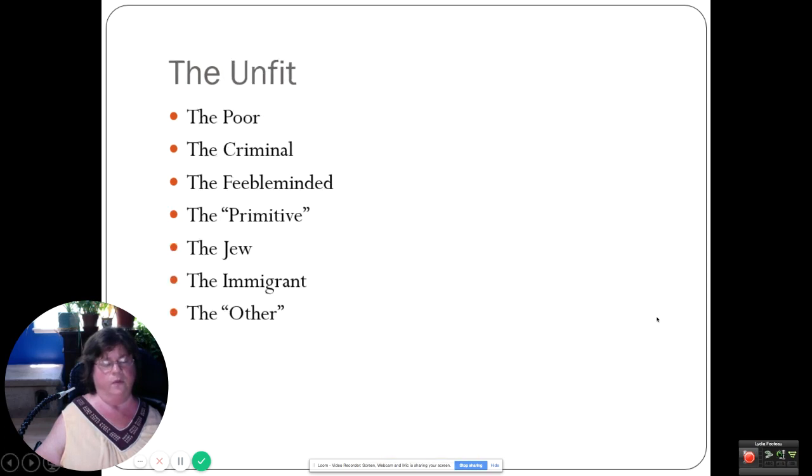So these eugenicists formed councils and committees to decide who was unfit. And the ones they focused on were the poor, the criminal, the feeble-minded. We're going to talk more about that one in a second. The so-called primitive. The Jews, because Christians were considered more fit. And again, that should remind you of something. The immigrant, but most of all, the other.